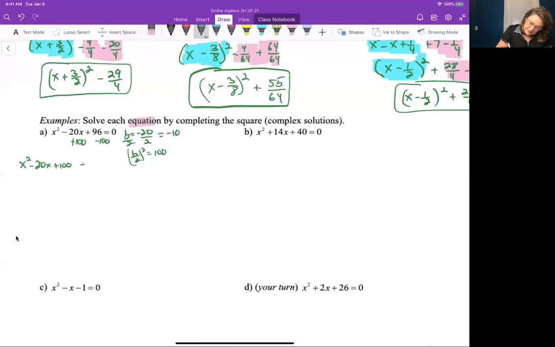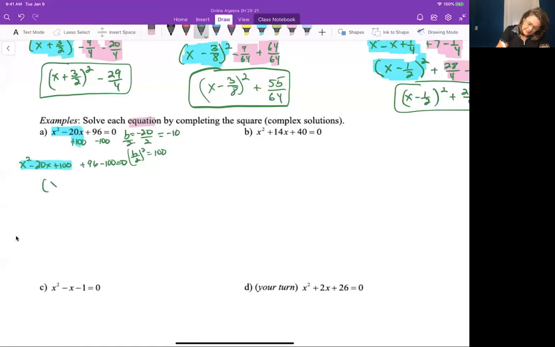I have plus 96 minus 100 equals 0. We added 100, subtracted the 100, that expression still equals 0. Okay, why did we do this? We did this because this portion of the expression is now a perfect square. So we can factor that.